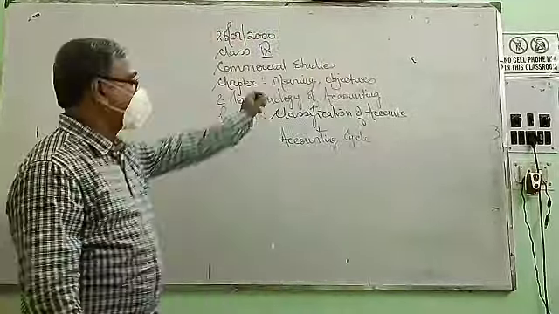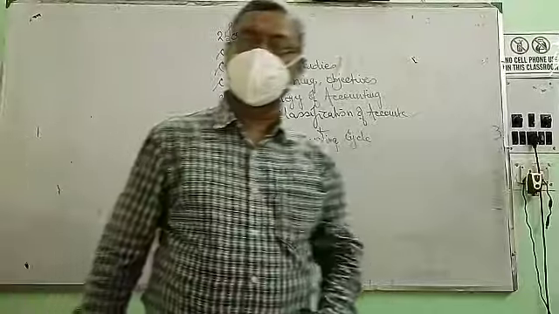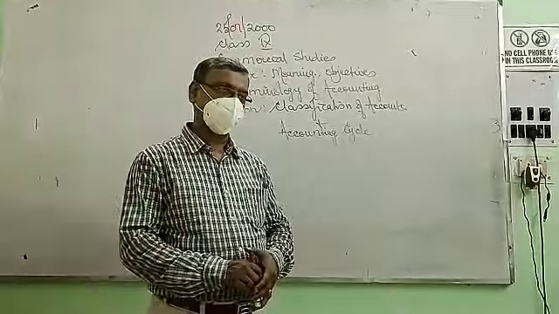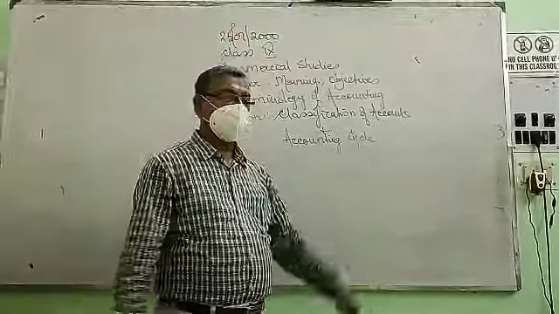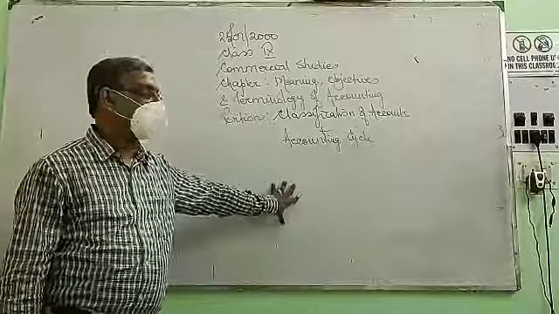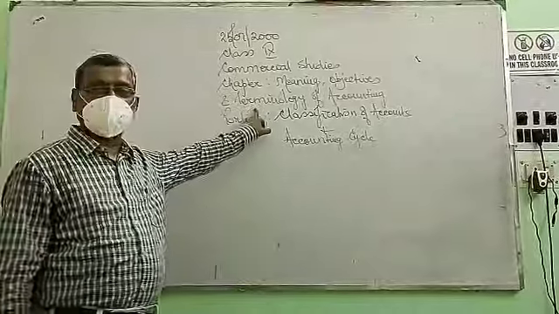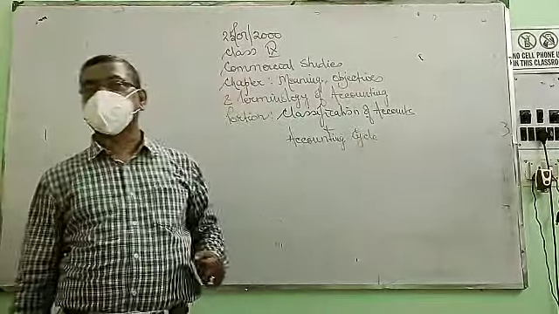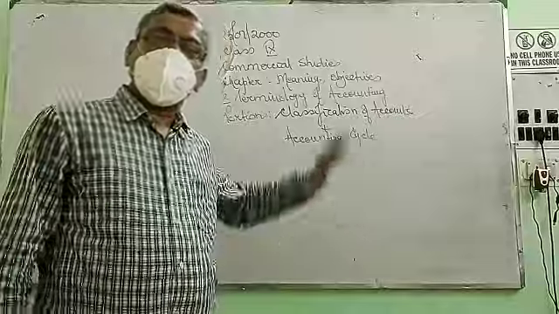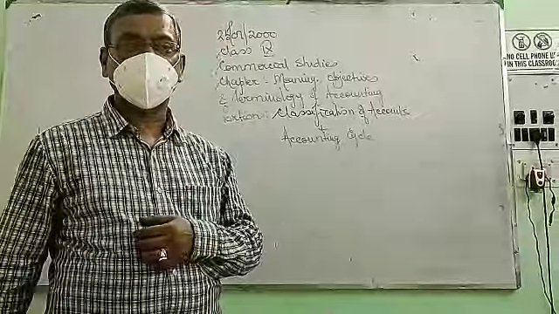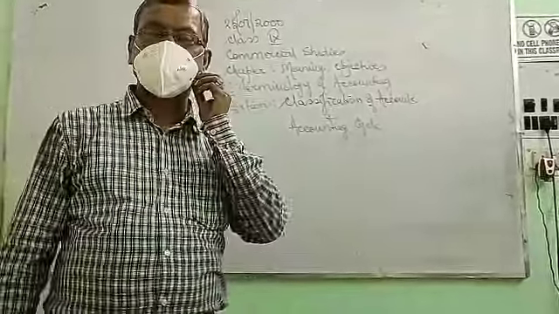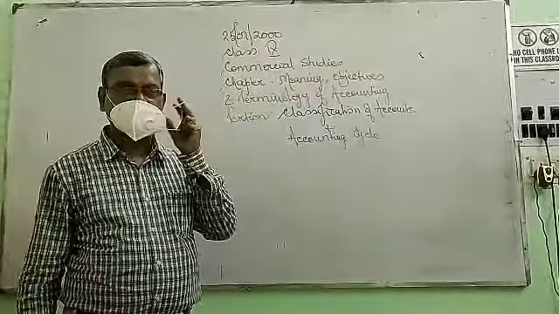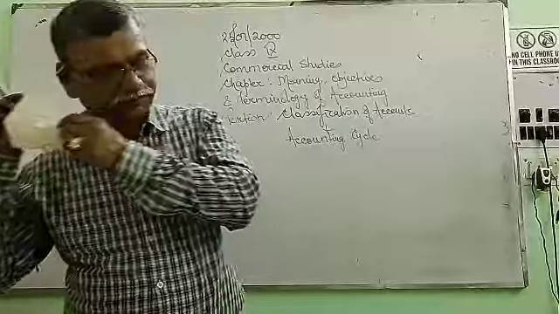Now, you have already come across the terms accounting, bookkeeping, limitations, nature, everything. But today, I have chosen these two portions of this particular chapter: classification of accounts and accounting cycle. Now, before I start, I would like to be excused. I will just take out my face mask and I will teach.